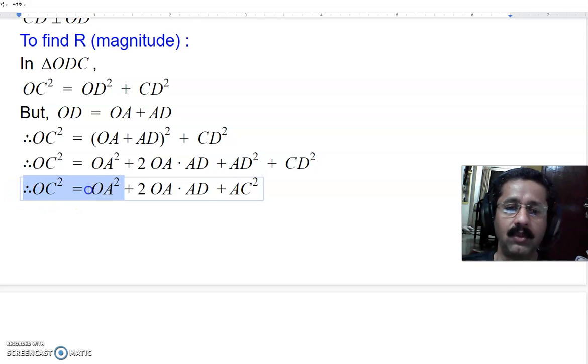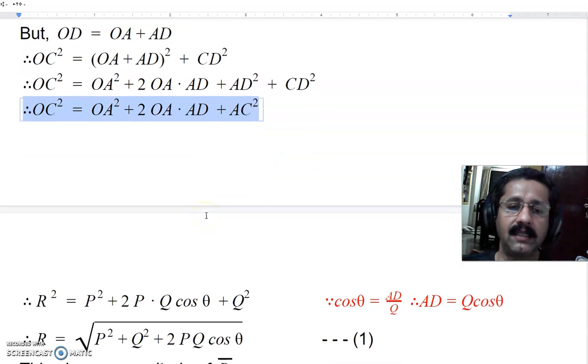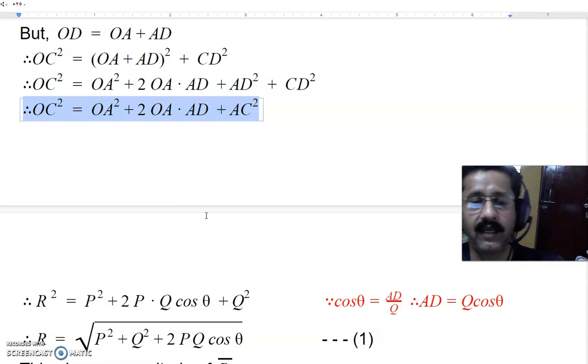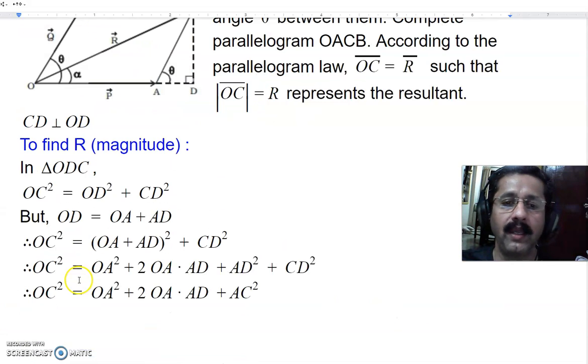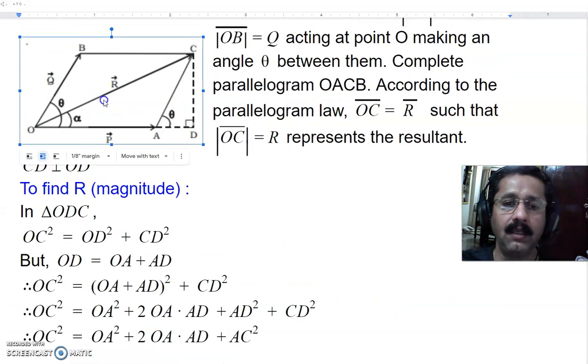So therefore OC squared is equal to OA squared plus 2 AD plus AC squared. Then I start substituting what their values are. OC is equal to R, which I actually have to find out. So therefore R squared is equal to, now what is OA equal to? OA is equal to P.